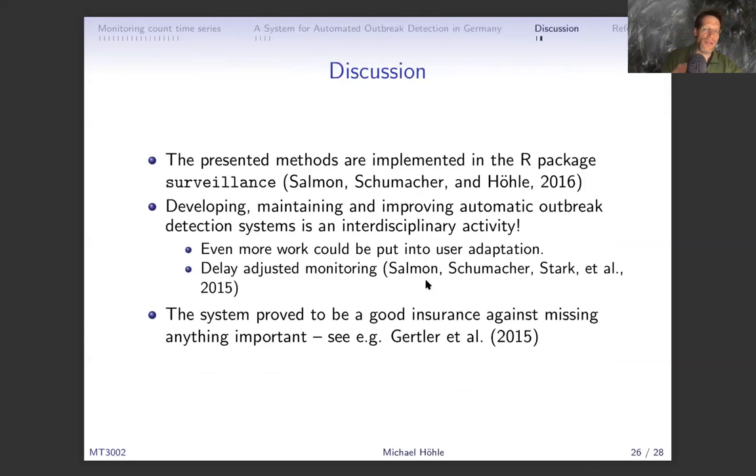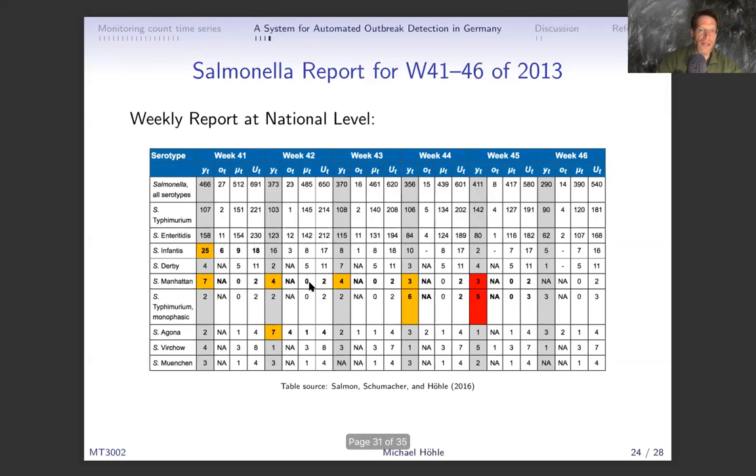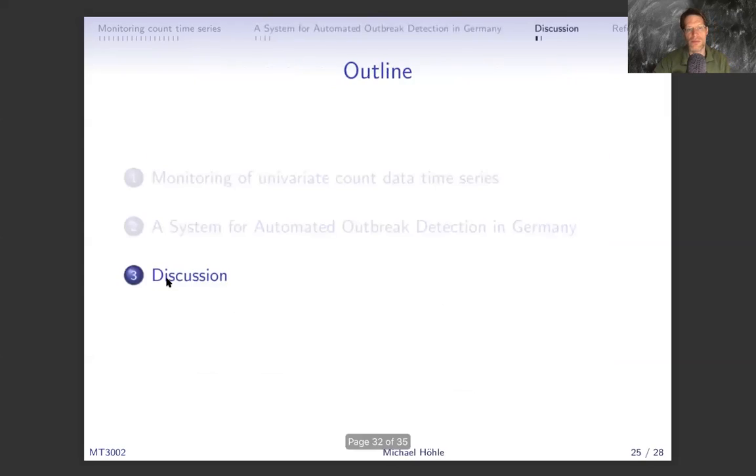So maybe just to summarize here, these were only the univariate. Again, each time series here was monitored by itself. Salmonella Manhattan, no connection with others. That makes maybe sense from a microbiological point of view. But there was also no geographical component in here. And we're going to look at that in the next lecture.